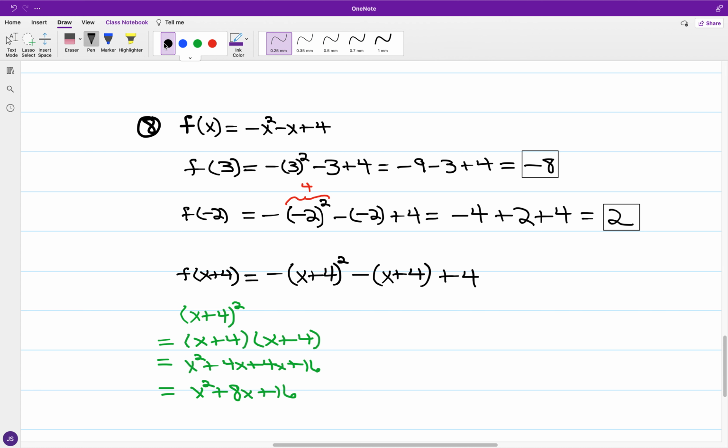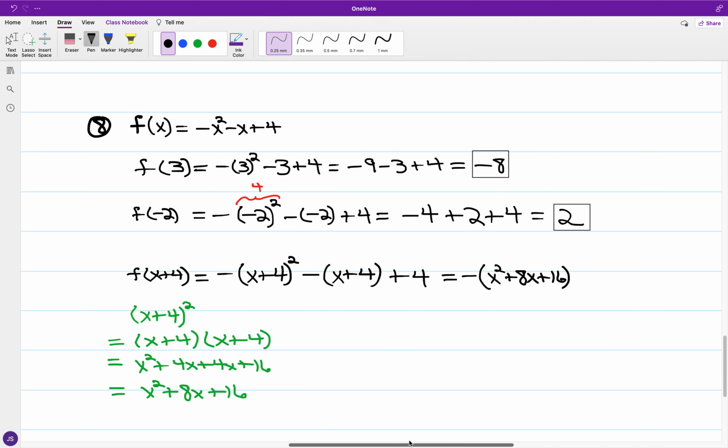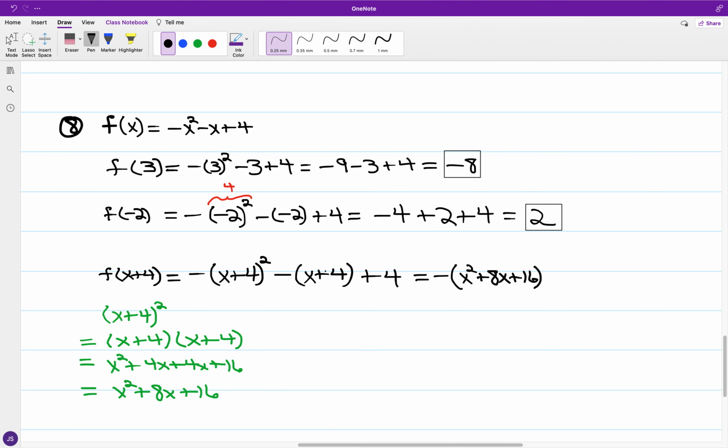All right, and so following through, we got the negative, again, of x squared plus 8x plus 16, and distributing subtraction over x plus 4, so we're going to have negative x and negative 4. And at the end, we have the addition of 4. And so you have constants at the end, so they can go ahead and cancel.